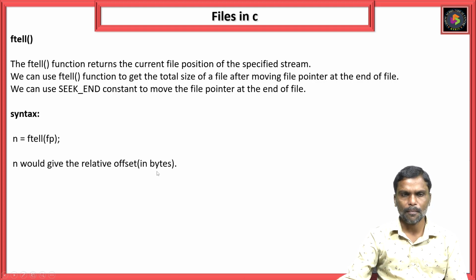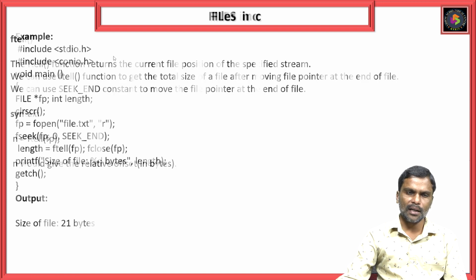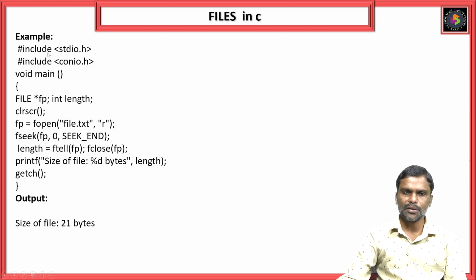Let us see a simple example. These are the header files. Again, this is the file declaration, as we have to calculate the length, since this function is used for finding the length, or the number of bytes the cursor has moved. And this is opening the file for reading. And this is the syntax of fseek: 0th position, and SEEK_END. The 0 indicates the offset value. SEEK_END means it starts from the end, because it gives the total number of bytes of data contained in the file.